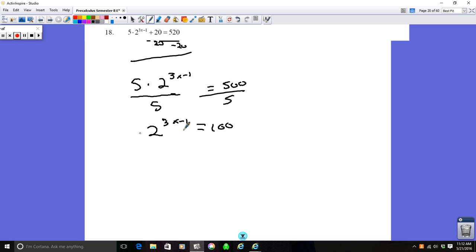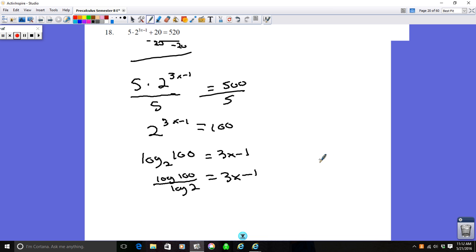Now, I can't make 100 into 2 to any power, so I can't make the same base and set the exponents equal to each other. So the only other option is to make this a log. So log base 2 of 100 equaling 3x minus 1. Again, drop and crisscross. So this is log of 100 divided by log of 2, if you're doing it in the calculator, equaling 3x minus 1. And then you're going to add your 1 and divide by 3.